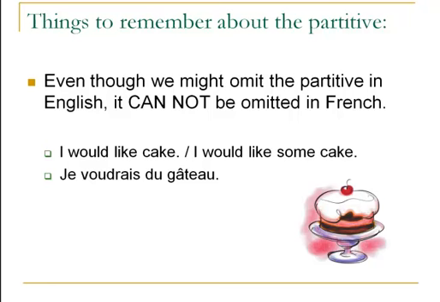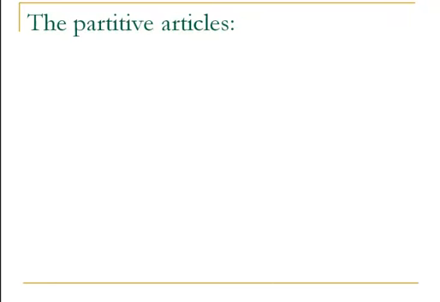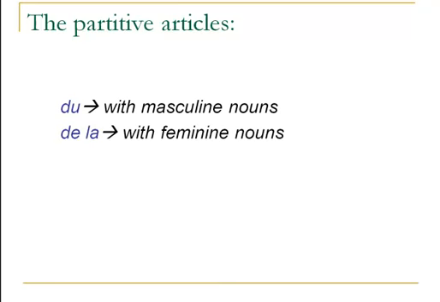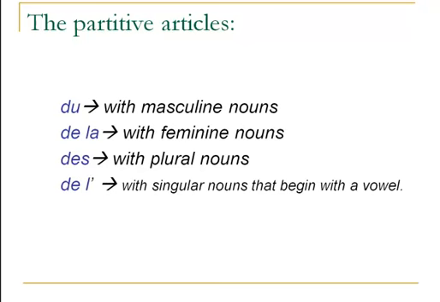But if you really just want a piece of cake, you're going to use the partitive article du in front of it. So what are the partitive articles? Well, you're going to use the word du in front of masculine nouns to say some, de la in front of feminine nouns, des with plural nouns. De l' will be used with singular nouns that start with a vowel sound. So these are the words that you're going to use in front of nouns to say some. These are your partitive articles.